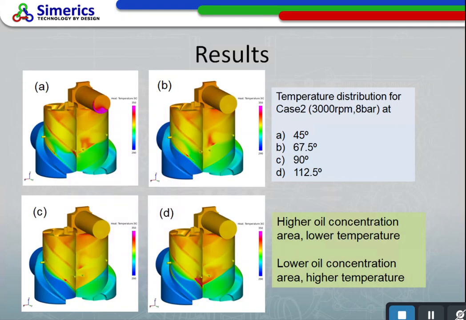And here we also show the temperature distribution for case 2 at the different rotating angles. As you can see from the left 4 pictures, in the higher oil concentration area, the temperature is lower, and in the lower oil concentration area, the temperature is higher.